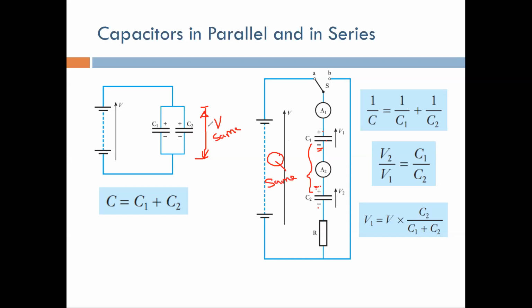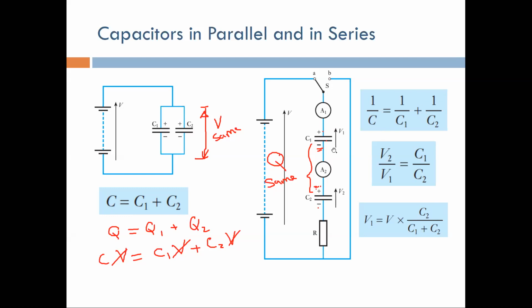So if you have V the same, then the total Q is equal to Q1 plus Q2. Q is equal to C total times the voltage, Q1 is equal to C1 times V, and Q2 is equal to C2 times V. You can take out the voltage across all of them, and it comes down to this equation. So the capacitance of capacitors placed in parallel is the summation of the individual capacitors placed in parallel.